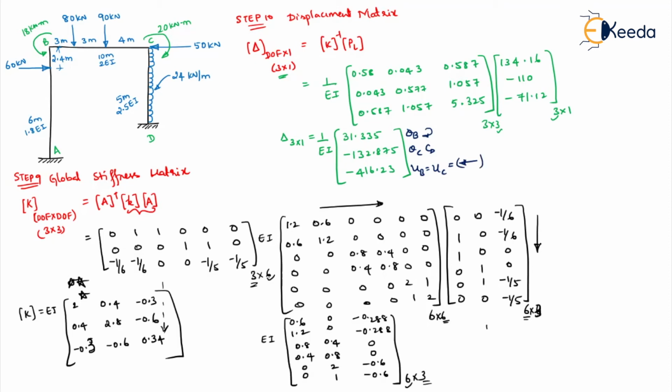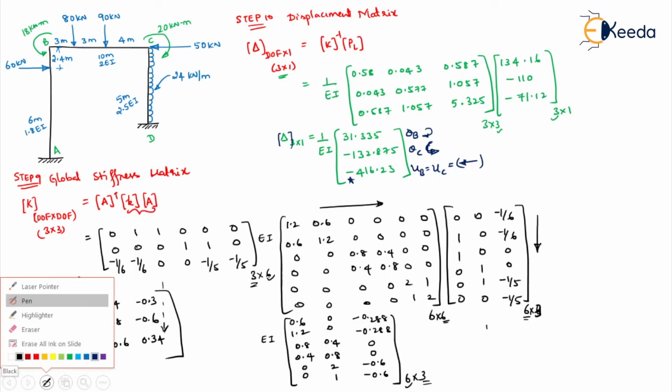Leftward direction. We have assumed it as rightward direction, so we got a negative value, right? So it's in leftward direction. So this is your displacement matrix. So once you're done with your displacement matrix, what is the next step? You have to find your internal forces.